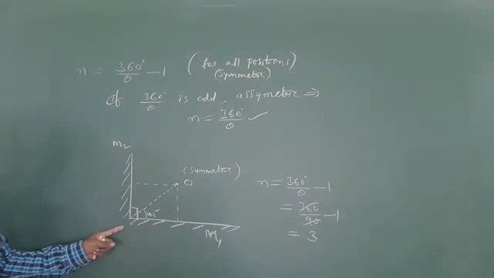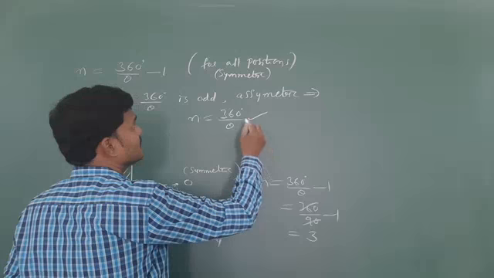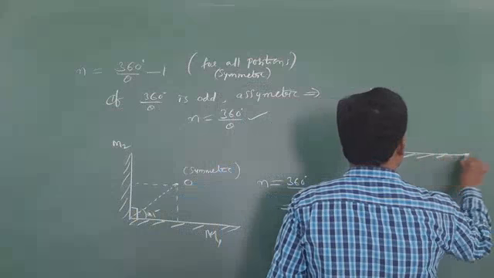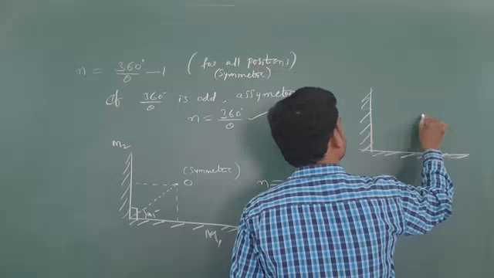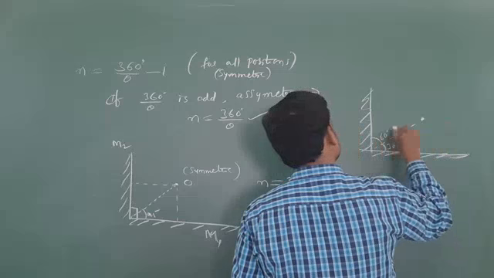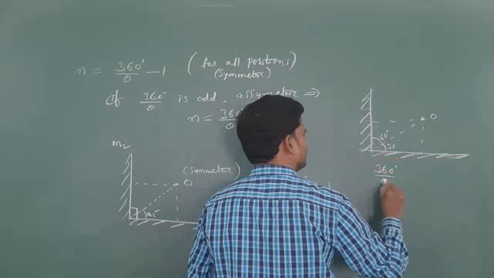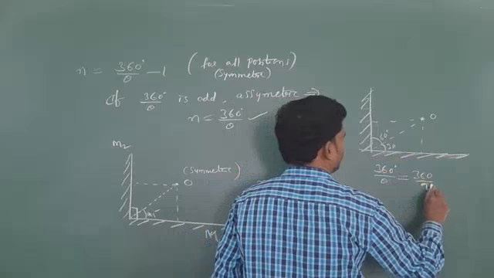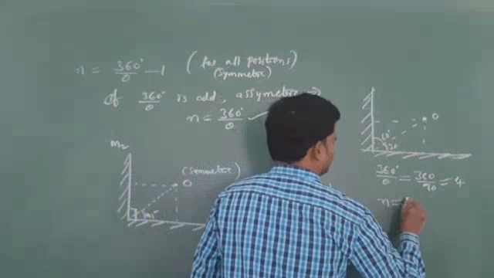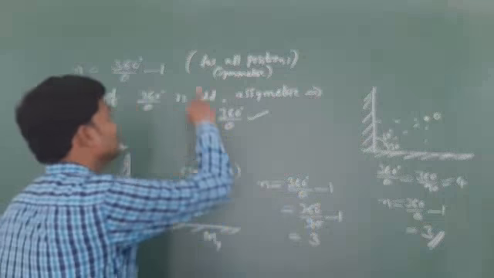360 by theta, symmetric. If it is even, what is 360 by theta? Suppose they gave it like this, asymmetric. Asymmetric means the object is something like 30 degrees on one side, 60 degrees on the other. Now check 360 by theta. 360 by 90, how much is it? Even or odd? Even.